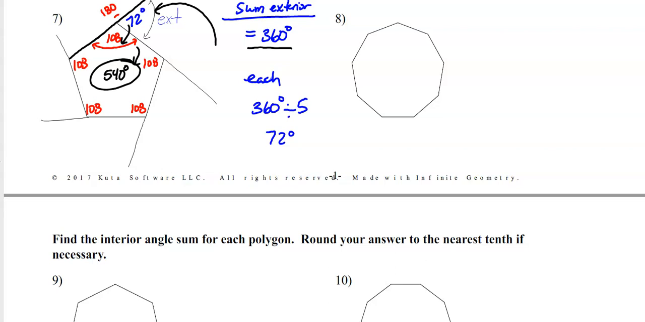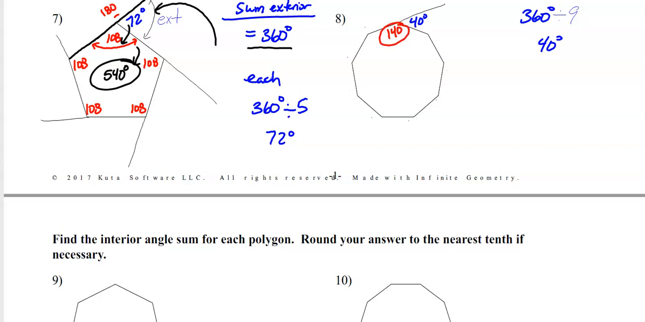So the sum of the exterior is 360 degrees. I'm going to divide that by, well, let's see how many exterior angles I have. So I have 1, 2, 3, 4, 5, 6, 7, 8. This is 9 sides. So I'm going to divide that by 9. And I end up with 40 degrees. So every outside angle is 40 degrees. And then subtracting from 180 is going to tell me that the inside has to be 140 degrees. So each interior angle is 140.